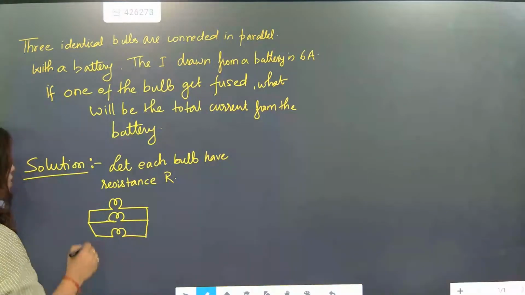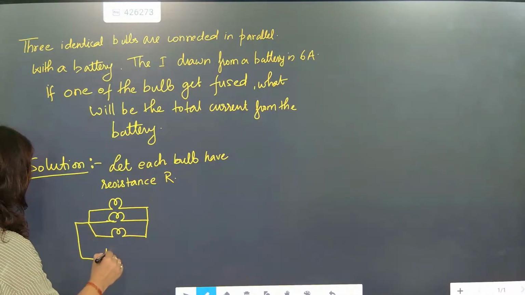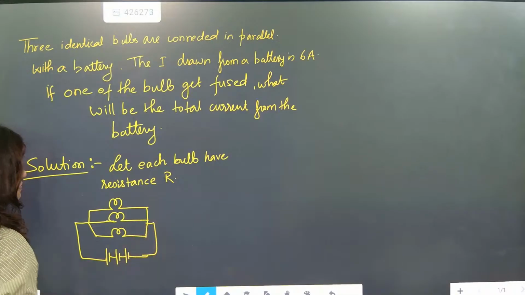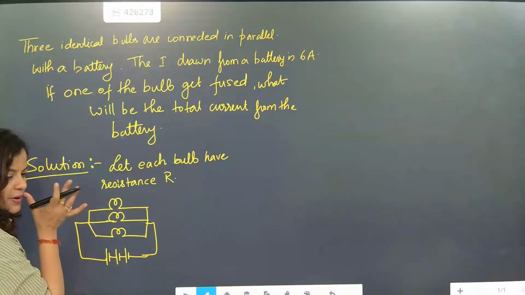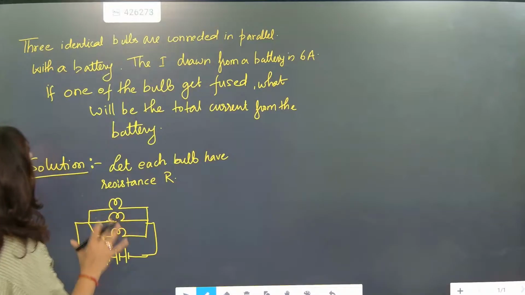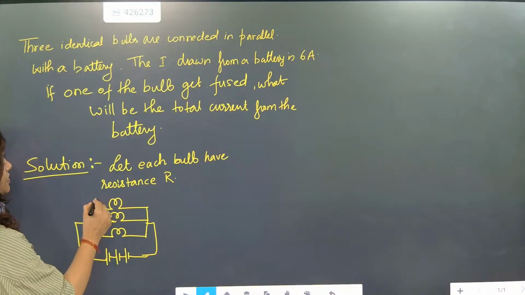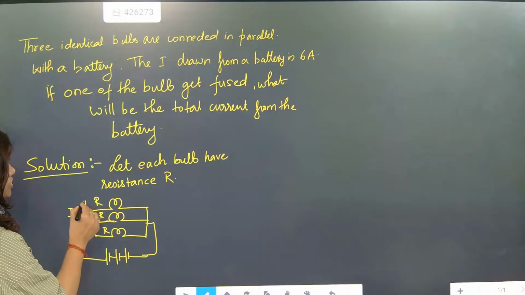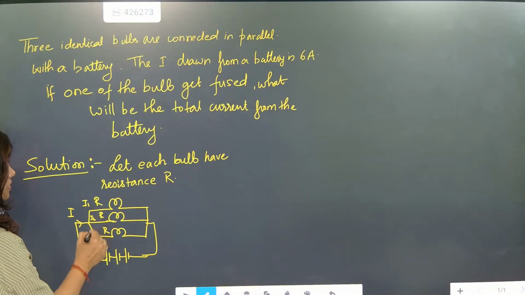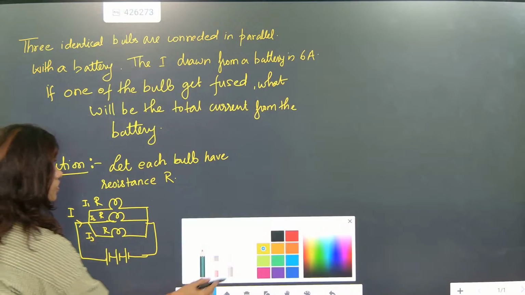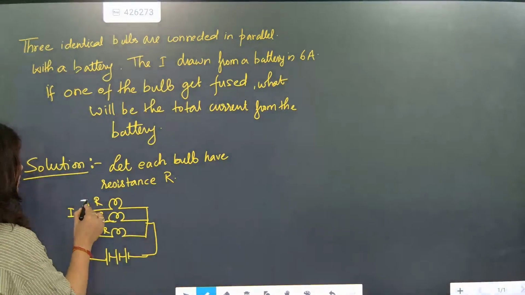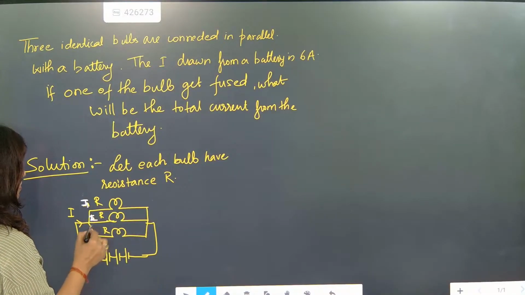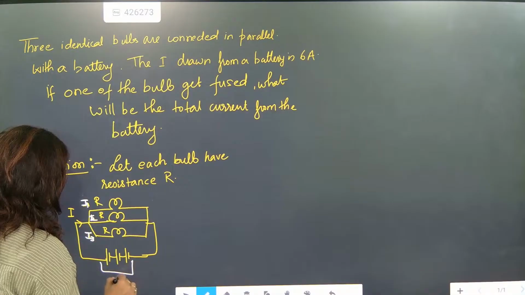Done everyone? Now look here, beta. So this will be getting connected. All the three bulbs are connected. Till here no problem now. So now each bulb is having resistance R. And the currents moving in the circuit are I1, I2, and I3. And this is the total potential difference V.